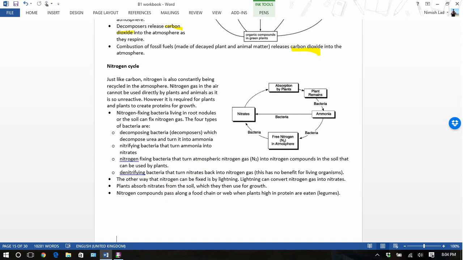And that is the end of B1 Edexcel GCSE Chemistry, Topic 3. That's the end of B1, and good luck with your examination.